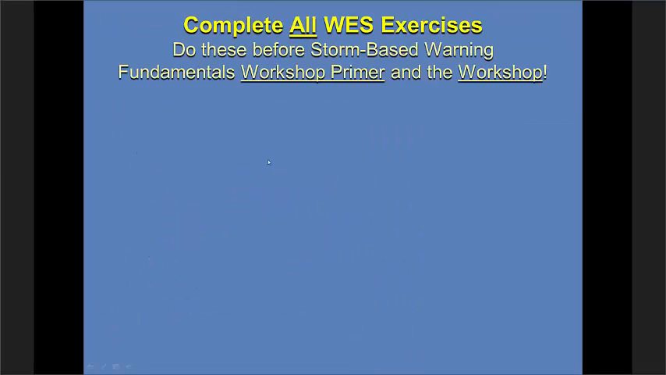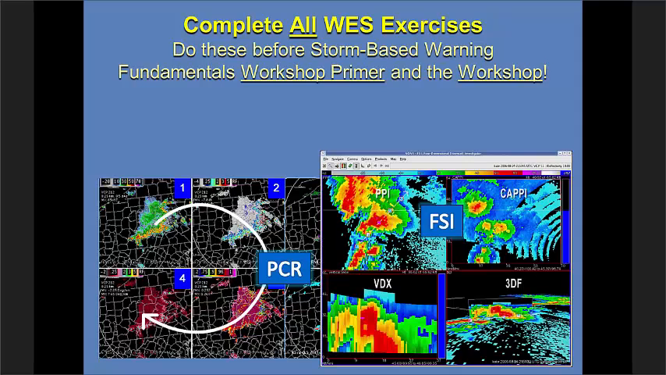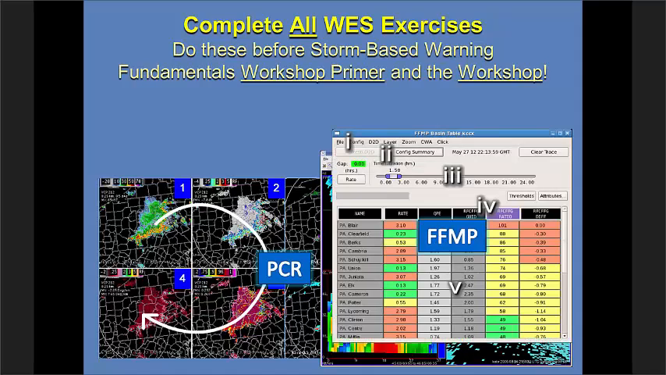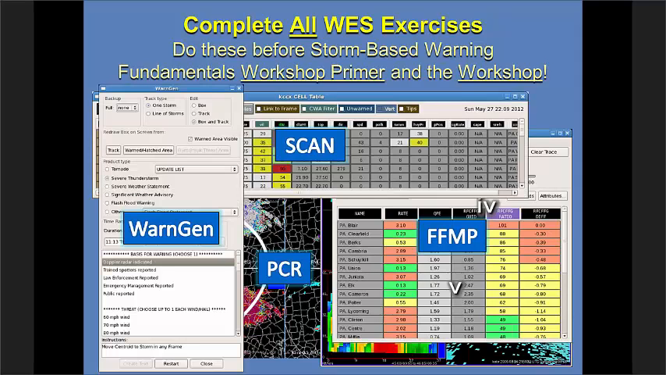Okay, the WES exercises cover AWIPS applications that you will use in warning decision-making in your job. Got panel combo rotate, 4-dimensional storm scale investigator, or FSI, flash flood monitoring and prediction, or FFMP, scan, and warn gen. It's important for you to develop a basic proficiency with these different AWIPS tools, even if your current office doesn't really use all of them, because you'll likely use these at some point, at different offices at some point in your career, and you're going to need the latest exposure to all these tools to make an informed decision about what tools ultimately work best for you.